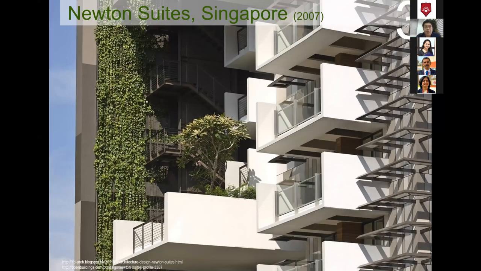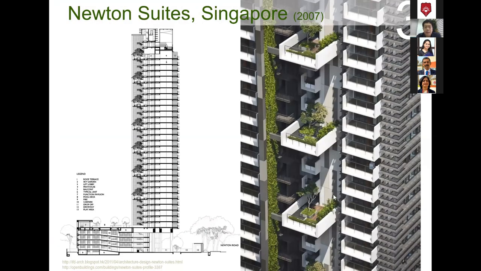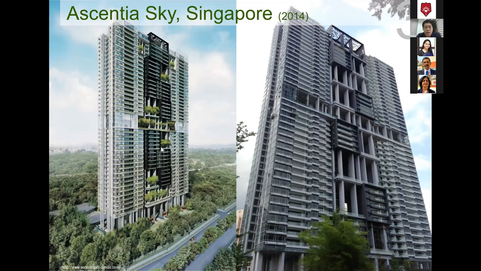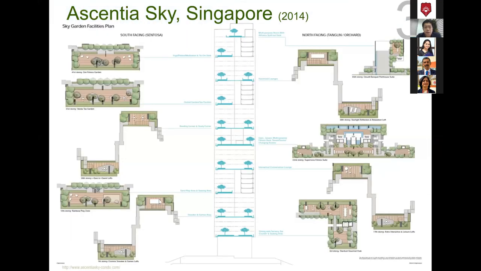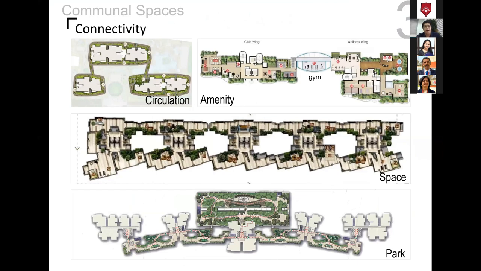Case studies here. This is a Singapore case, the Newton Suites. Every floor has a sky garden adjoining the lift lobby, which helps casual interaction among neighbors. In another case, the residential high rise has over 12 different sky gardens scattered in different areas, providing different spaces to the neighbors. Apart from accessibility, connectivity also plays an important role, like the sky garden as circulation connecting different floors and towers, or the sky garden connecting to the clubhouse and amenity facilities.